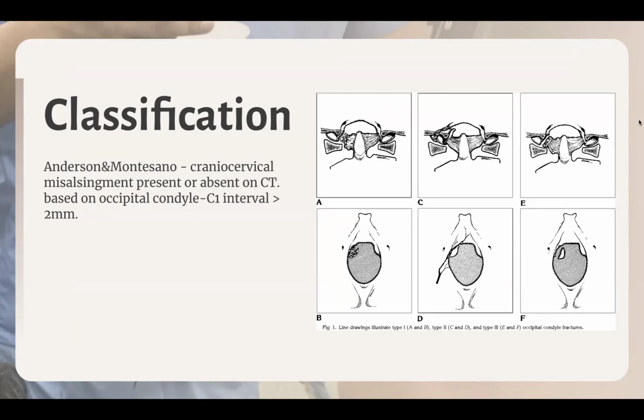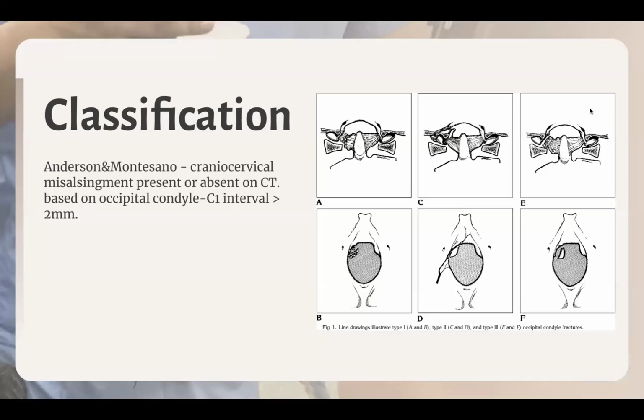So we've got type 1, type 2, and type 3. So A and B demonstrate type 1, where you can see that there's a fracture of the occipital condyle over here, while type 2 describes a linear extension. And then type 3 describes an avulsion fracture involving the condyle piece, as you can see more easily demonstrated on the F image.